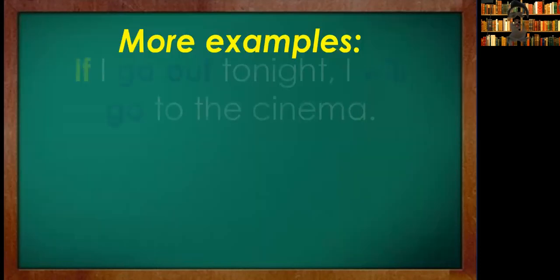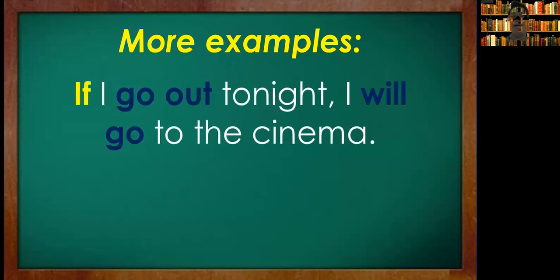Okay. So let's have some more. If I go out tonight, I will go to the cinema. If starts our condition clause, if I go out tonight. Our verb is go out. Actually, go out is a verb phrase or a phrasal verb, okay? So in my next videos, I will talk about phrasal verbs, all right? So go out is in the simple present form, okay? And then will go in the future form. That's in our result clause. So present simple in the condition clause, future simple in the result clause.